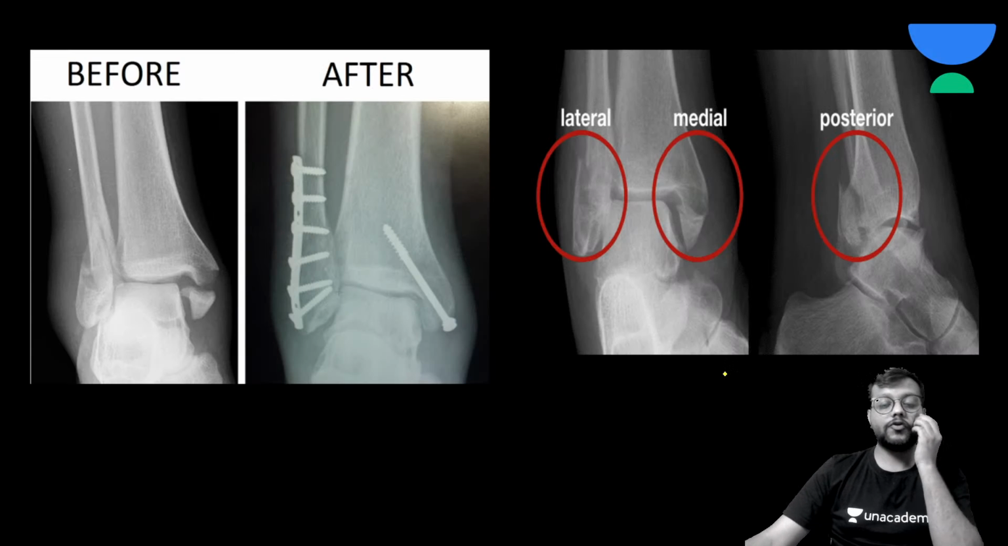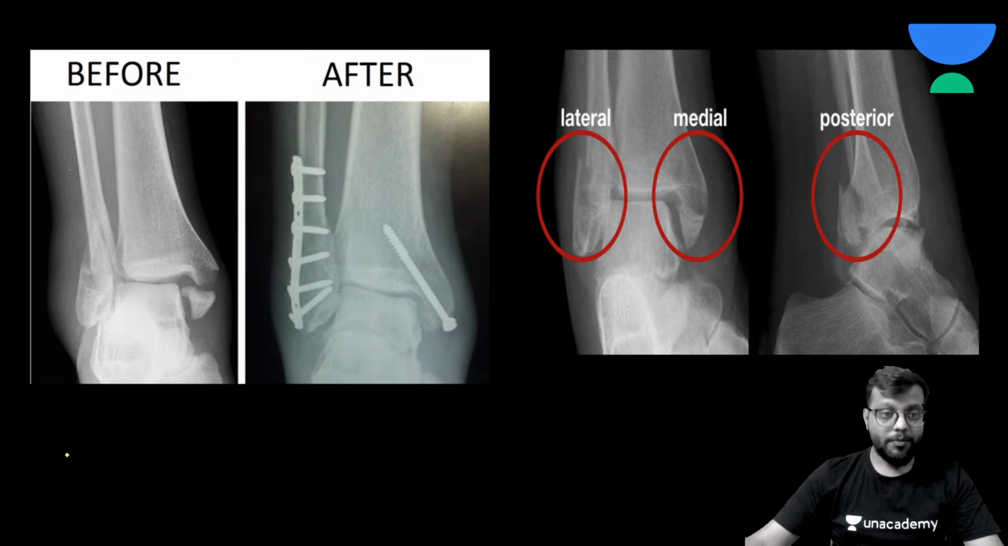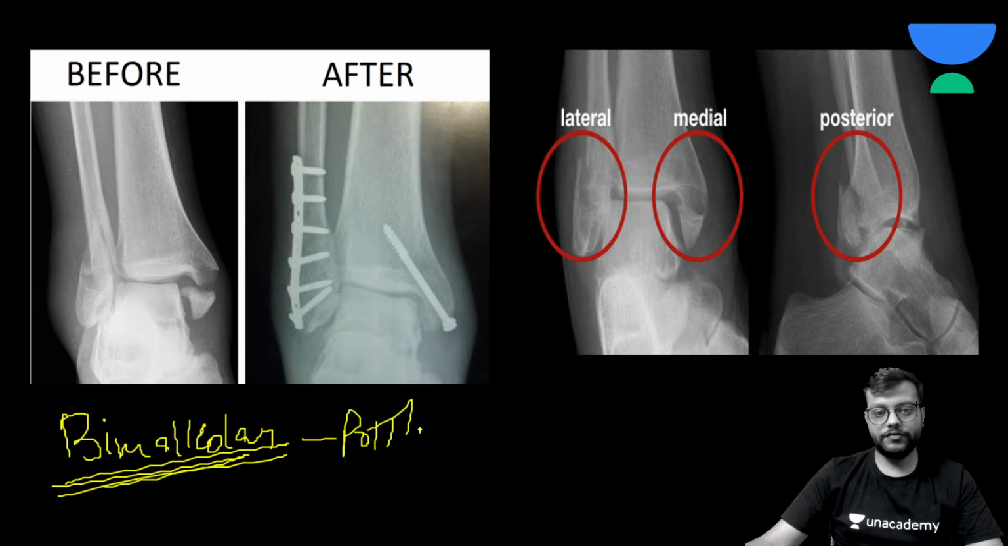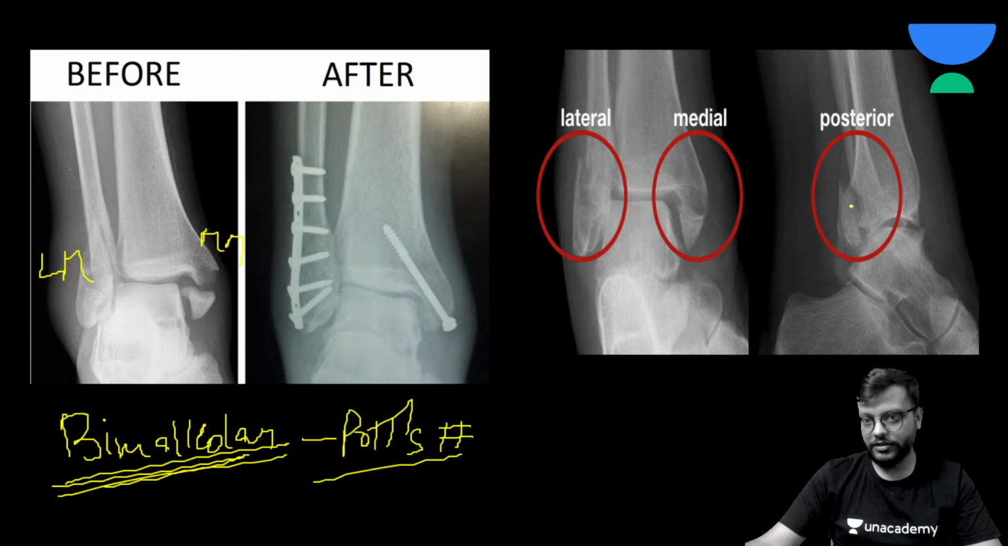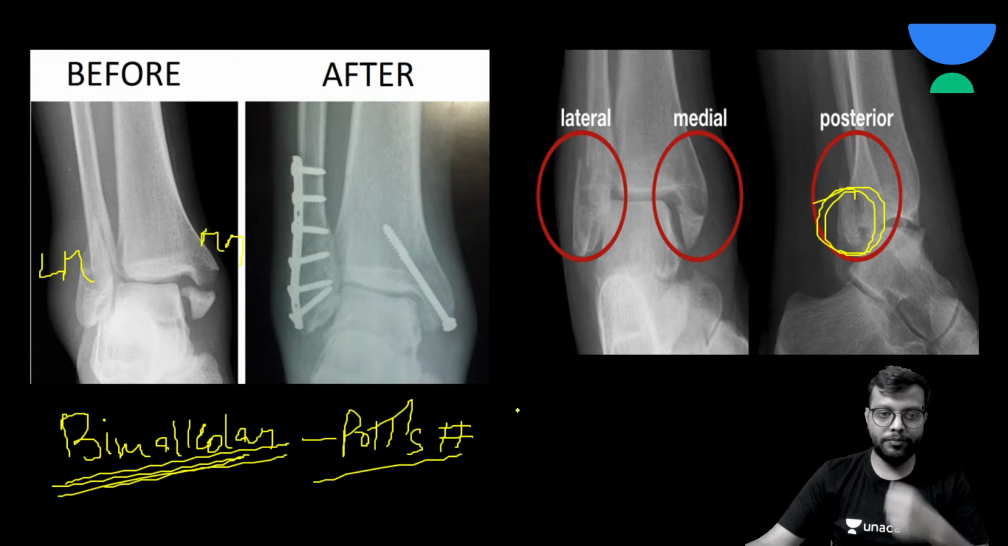Now, as I've told you, upon Pott's fracture proper, so bimalleolar fracture यानी दो मेल्यूलस का हुआ है. सो दिस विल बी Pott's फ्रैक्चर. हियर यू कैन सी टू मेल्यूला, लेटरल मेल्यूला एंड मीडियल मेल्यूला. जो पोस्टीरियर मेल्यूला होता है, it is visible in the lateral X-ray. This is your posterior malleolus. सो any of the two malleoli, bimalleolar Pott's ankle और Pott's fracture.